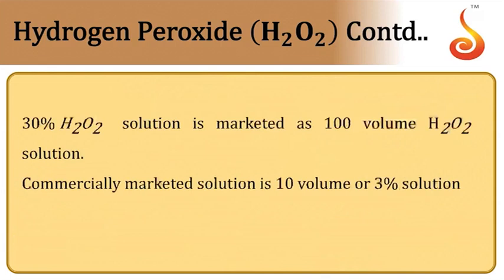Then the 30% H2O2 solution is marketed as 100 volumes H2O2 solution. So 100 volumes means a 30% solution, and 10 volumes is equal to 3%. Commercially available H2O2 solution is only a 3% solution, also known as 10 volume solution.